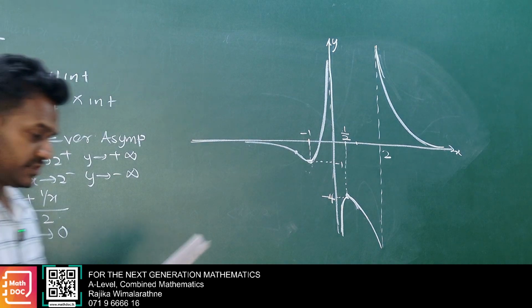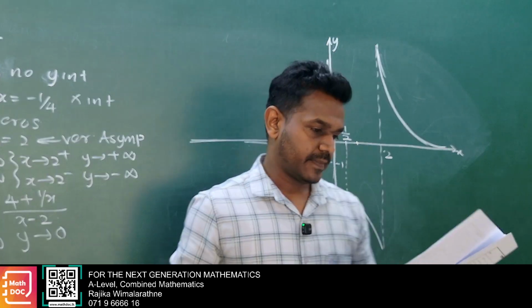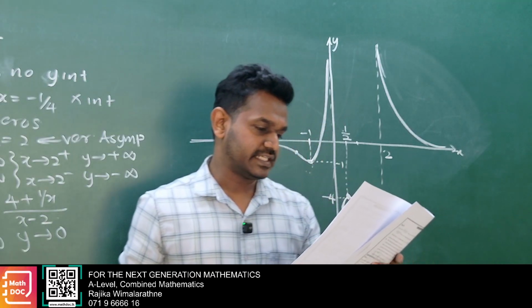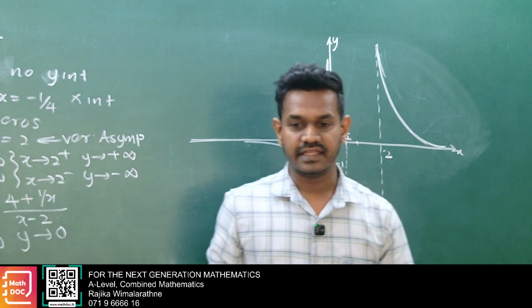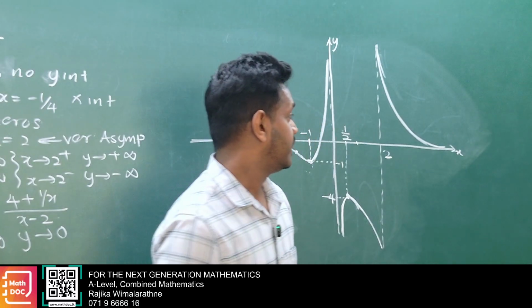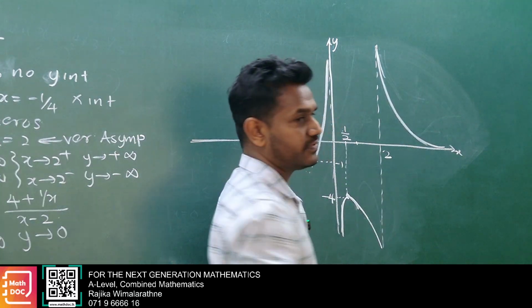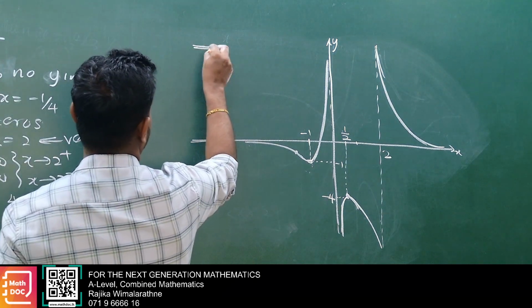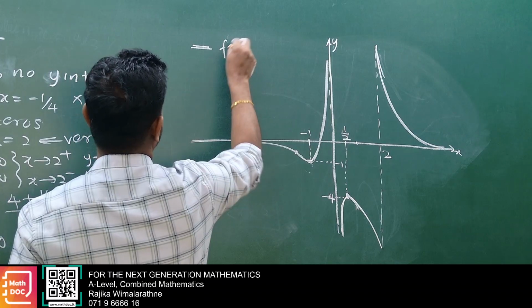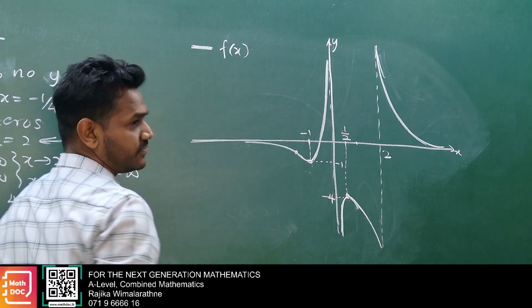Okay, now there's another thing to discuss. Find all real values of x satisfying the inequality f(x) + |f(x)| > 0. Check this one clearly. Here this is the f(x) graph. See this one clearly: the white color one is the f(x) graph.